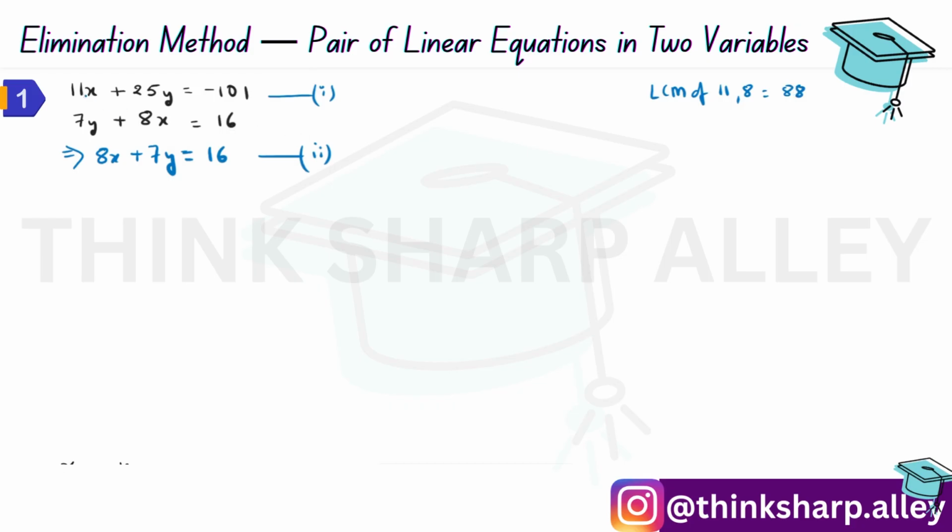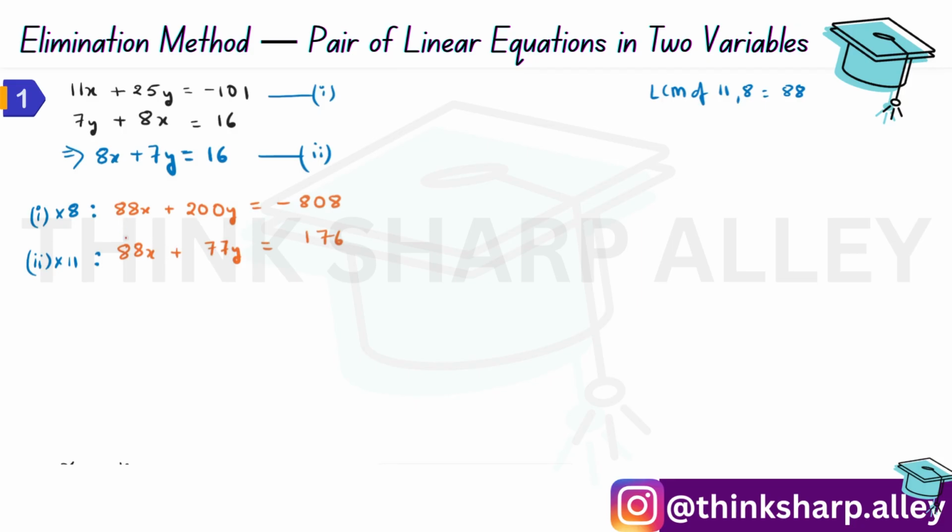Now I want to make the coefficient of x 88 in both the equations. So I'll multiply equation 1 with 8 and equation 2 with 11. Do not forget to multiply each and every term by the number you have selected. So that makes the equation 1, and equation 2 when multiplying with 11 becomes, after this point we either add or subtract the two equations we have got to eliminate x.